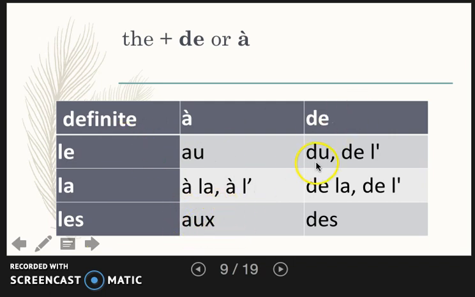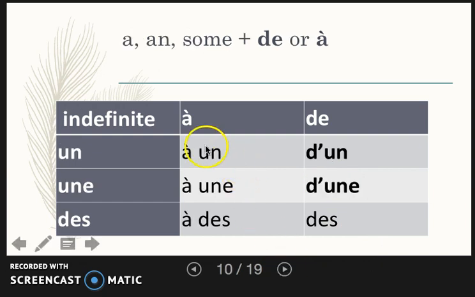De and le become du, or de l' before a vowel. And de and les become des. Notice how the feminine form, they don't combine. They don't like to combine for some reason. Now, indefinites won't do that. Notice the only thing that we're doing is putting the d' because of two vowels right next to each other. They're not really combining sounds.